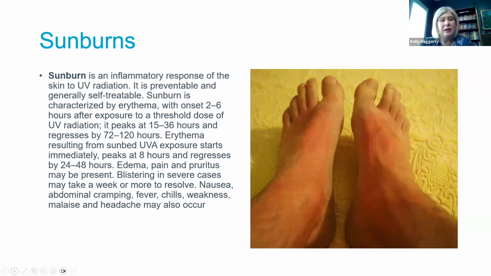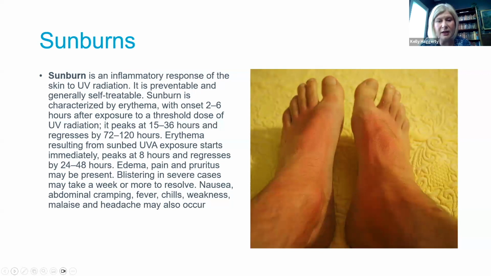Sunburn is characterized by erythema or redness with onset 2 to 6 hours after exposure to a threshold dose of UV radiation, which is often why we seem to get redder as the day goes on, even though we've been inside, say, for a few hours. They peak at 15 to 36 hours, and they start to regress by 72 to 120 hours. Erythema resulting from sunbed UVA exposure will start immediately, though, peaking at 8 hours and regressing by 24 to 48 hours. Redness, swelling, pain, itching may be present.